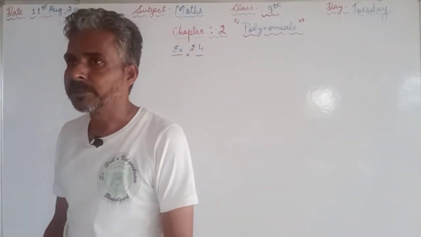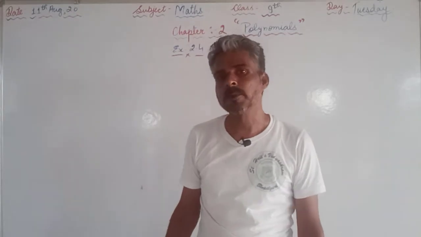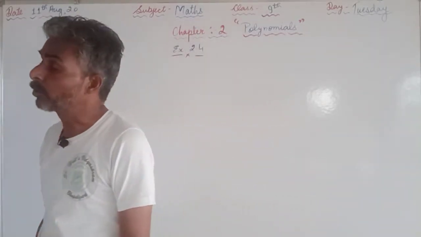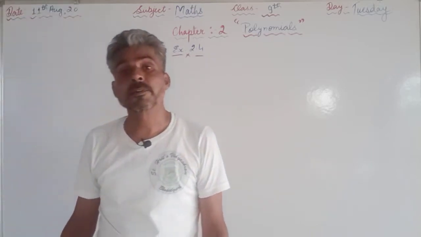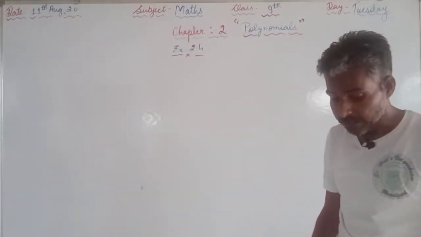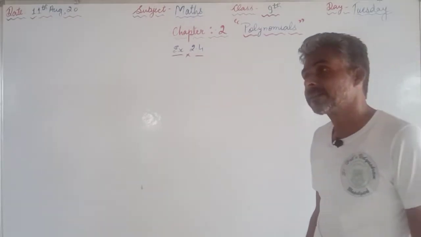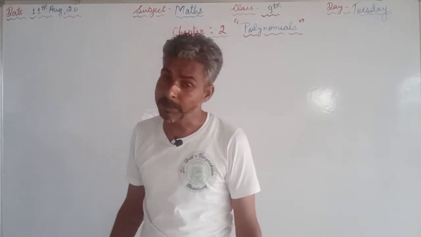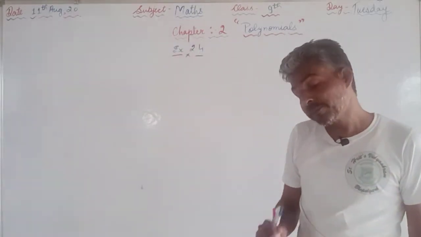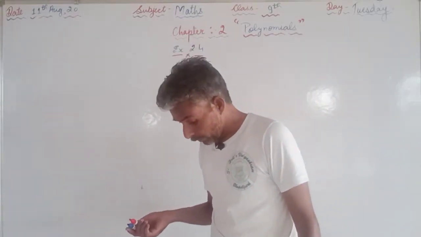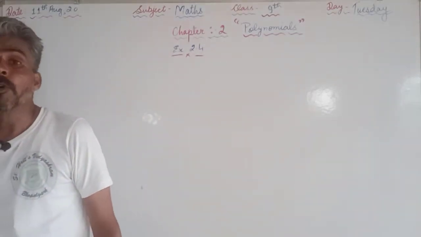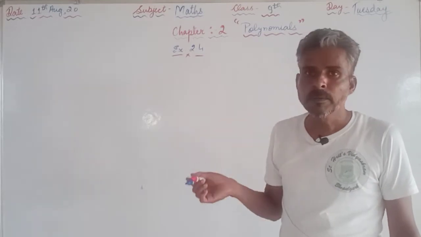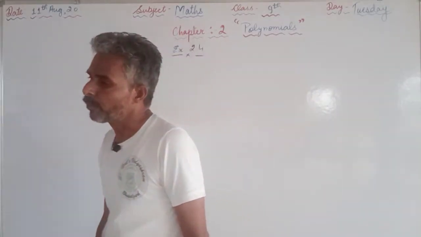At the same time, if the power of the variable is 1, then the polynomial will be linear. If the power of the variable is 2, then the polynomial will be quadratic. If the power of the variable is 3, then the polynomial will be cubic. If the power of the variable is 4, then the polynomial will be biquadratic. And if the power of the variable is 5 or more than 5, then we collectively call them polynomials. There is no specific name for them.